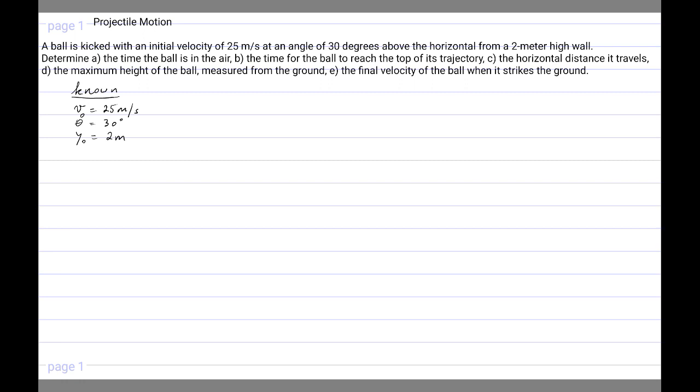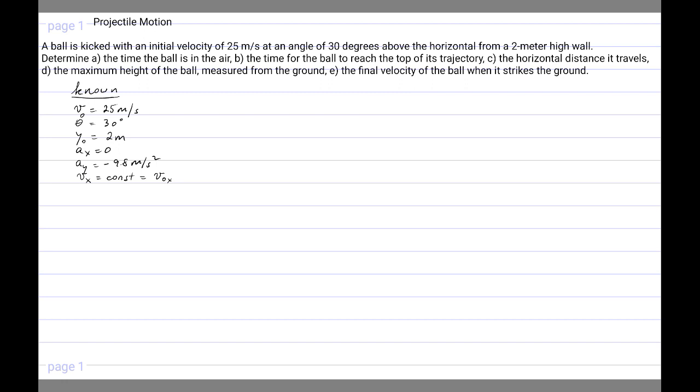Now, other things that we know, since it's a projectile motion problem, are that the acceleration in the x direction is 0. We also know that the acceleration in the y direction is the gravitational acceleration, so that is negative 9.8 meters per second squared. So these are things that are not listed in the problem, but there are things that we know about projectile motion. We also know that since the acceleration in the x direction is 0, the x component of the velocity is constant, and it's equal to the initial x component of the velocity.